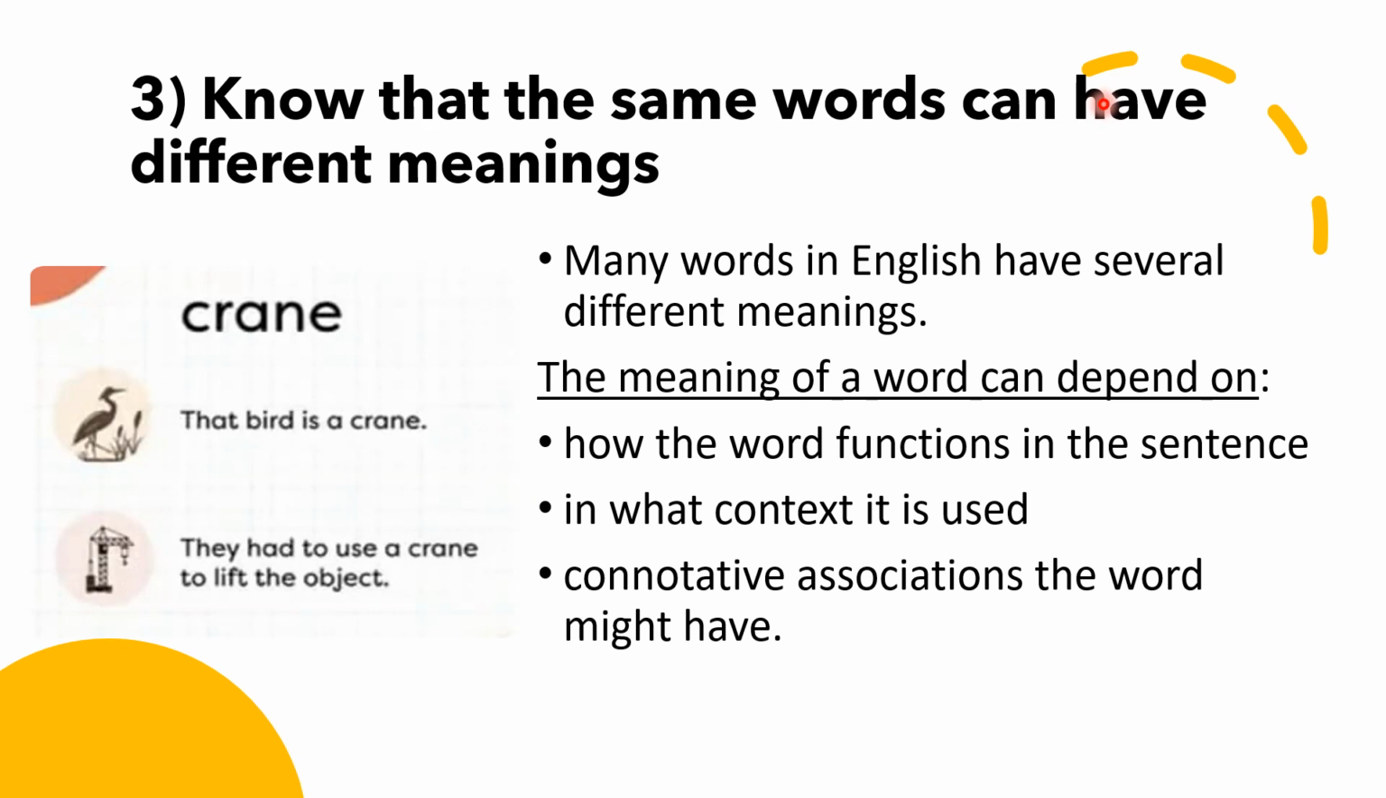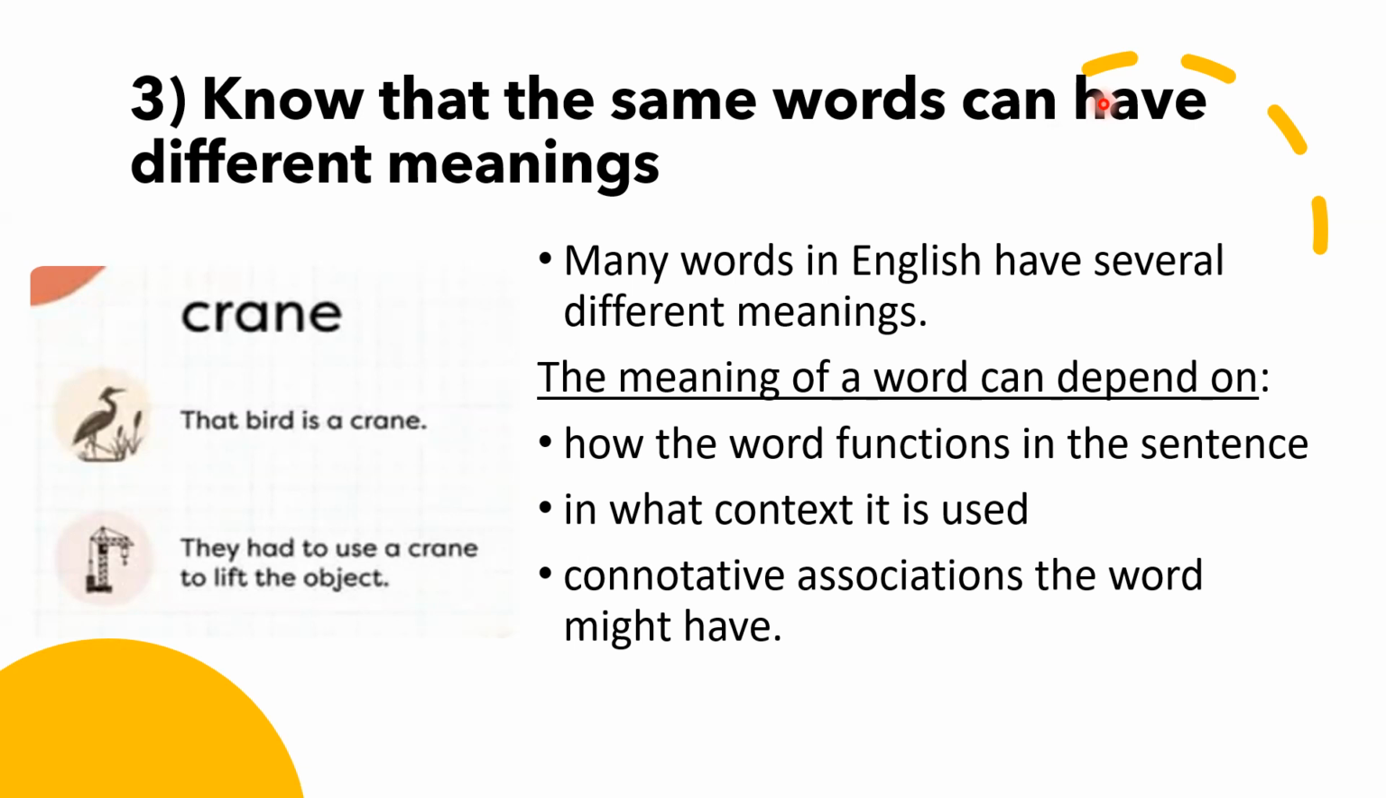In the second sentence, they had to use a crane. Here you can't think of a bird. How can you use a bird to lift something, right? Obviously not. So the word crane here has two different meanings. In that way, you should know that in English, the same words might have different meanings. The meaning of a word can depend on how it functions in a sentence. I will explain to you how it functions in the sentence, in what context it is used, and any connotative associations the word might have. Don't worry, I will explain this.